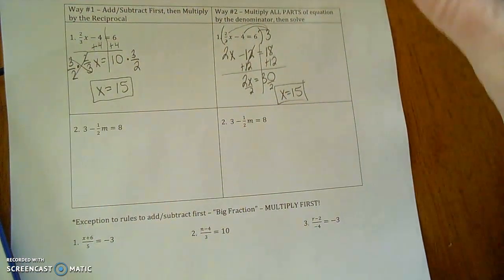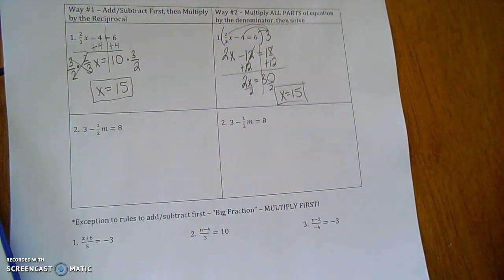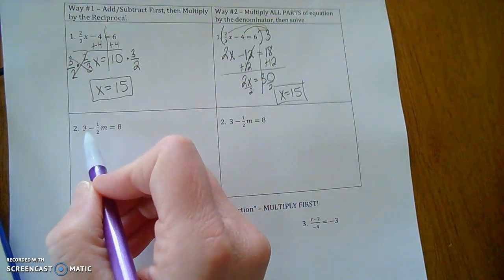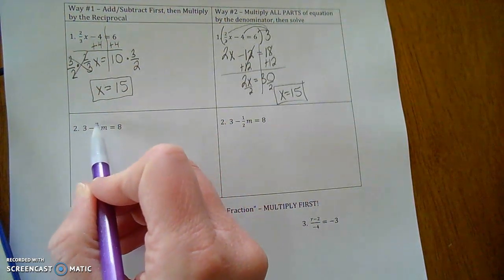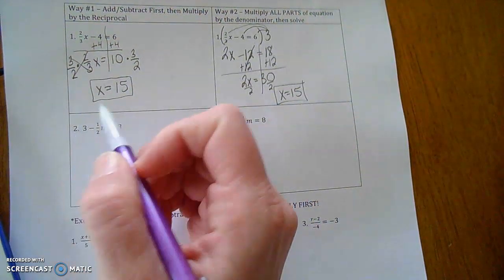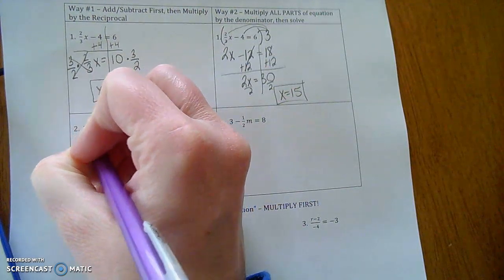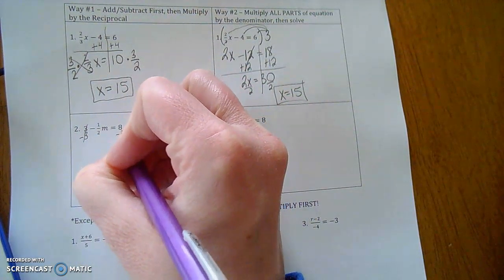Let's look at our next one. 3 minus 1/2 m is equal to 8. So again, asking yourself what you need to get rid of first. We need to get rid of this 3 first. This minus sign goes with the 1/2 m. This is a positive 3, so we need to subtract 3 from both sides. Subtract 3.